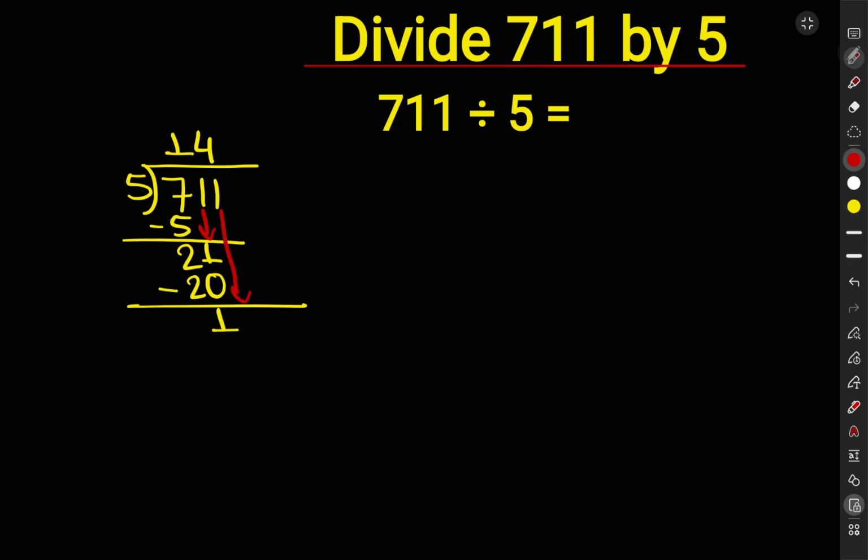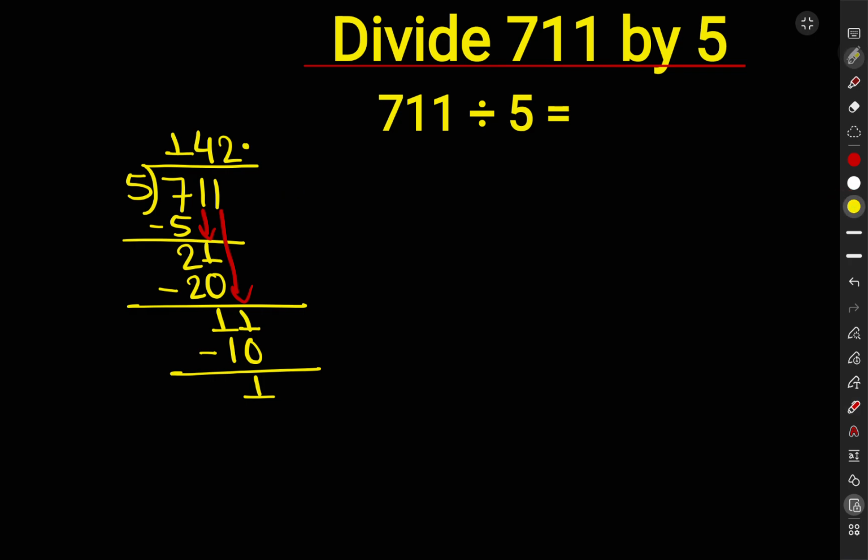So again we put down this 1 and it is 11. 5 times 2 is 10. On subtracting we get 1. So now we have no other number to put down.